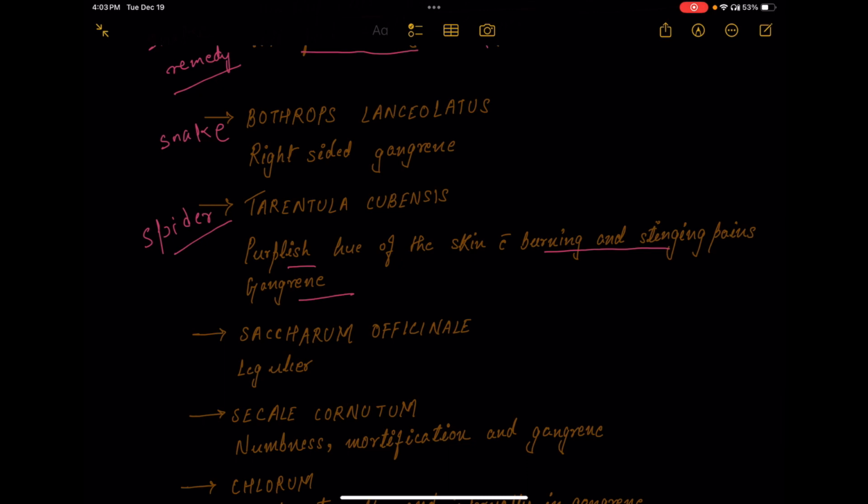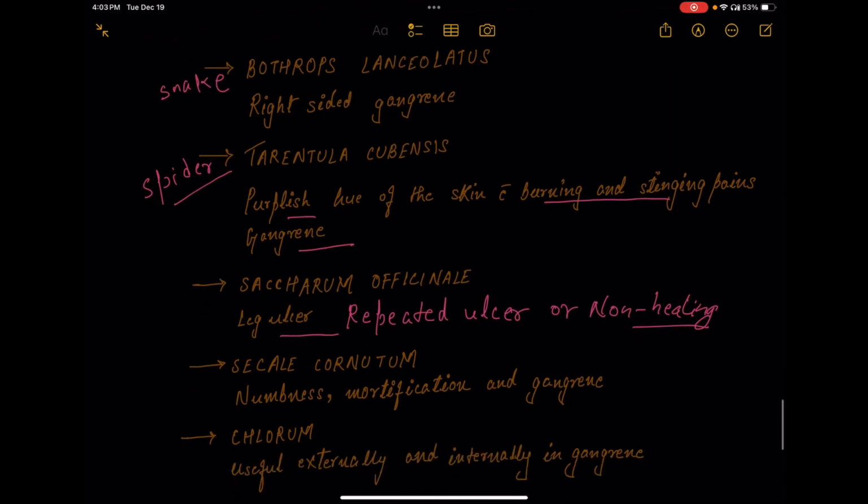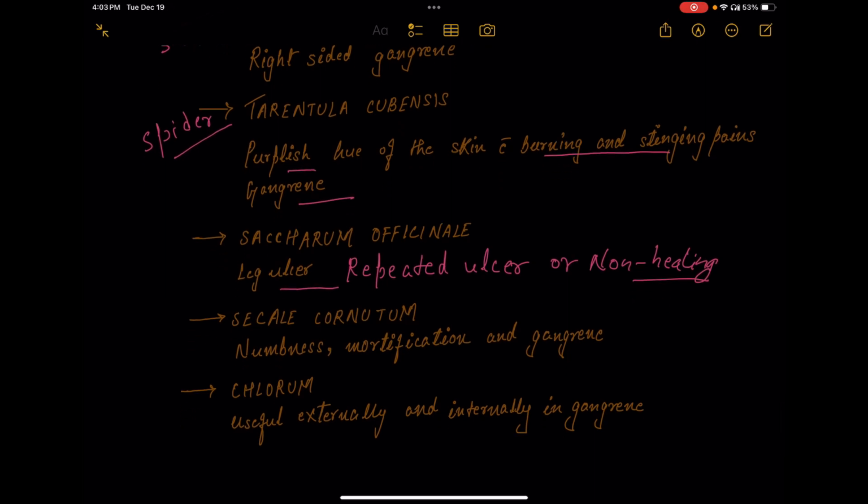And the fourth one is Secale cornutum. Secale officinalis is prescribed for ulcers of the lower limb and repeated or non-healing ulcers, if seen in any part of the lower limb. And the fifth one is Secale cornutum. It is prescribed if the gangrene is dark or black in color with foul smell, with foul offensive discharge coming out from the wound, and there would be numbness and mortification of the gangrene.